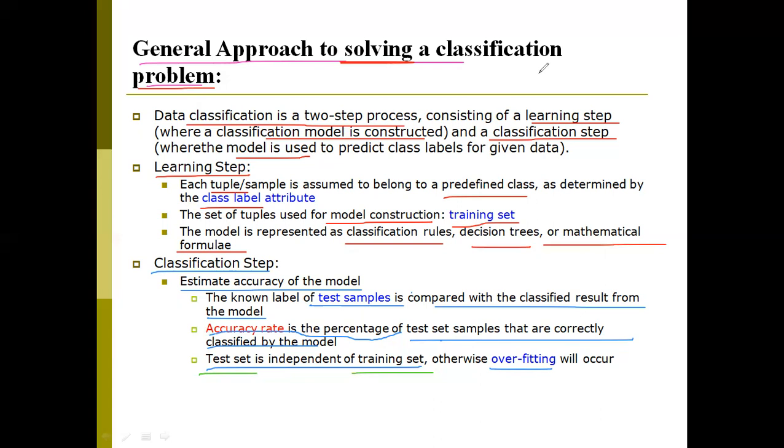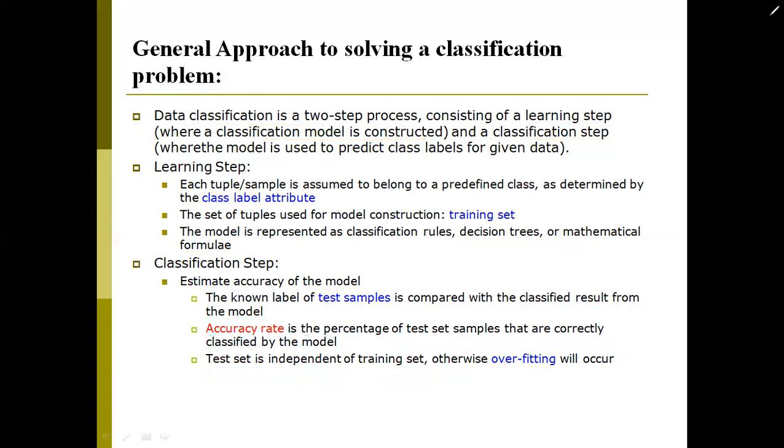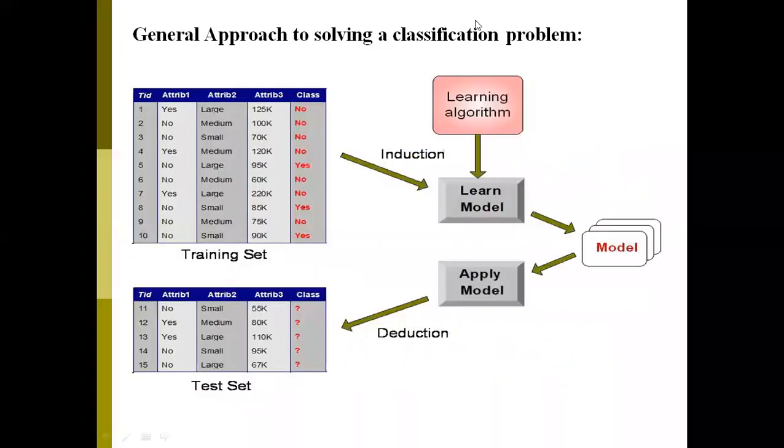Now, let us see the diagram for the general approach to solving a classification problem. If you observe this diagram clearly, it also has two parts or two phases. This is phase one, and this is phase two. What is the first phase here? As we know, the first phase is the model construction phase.